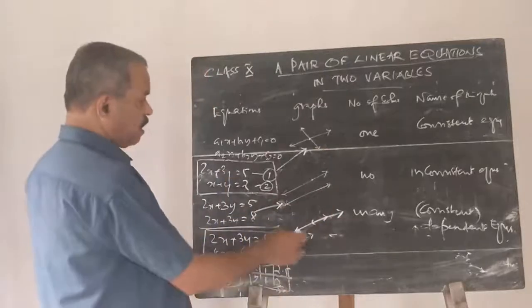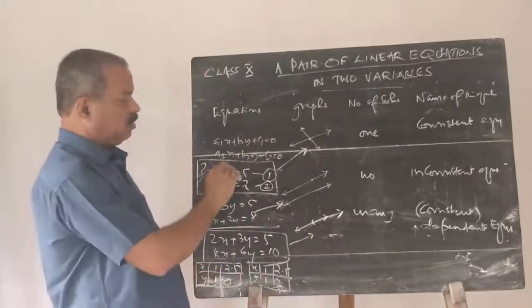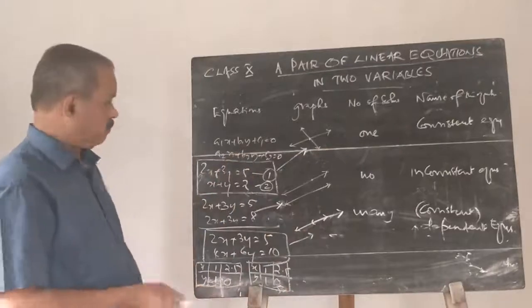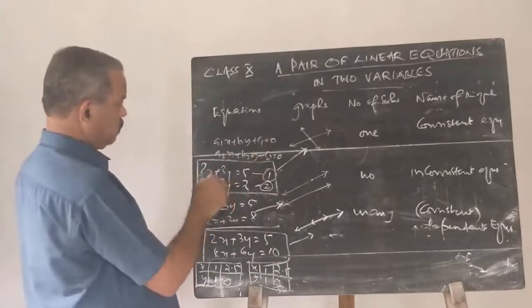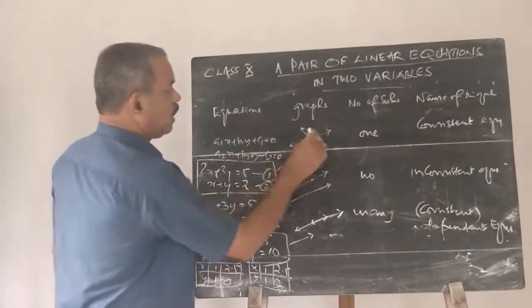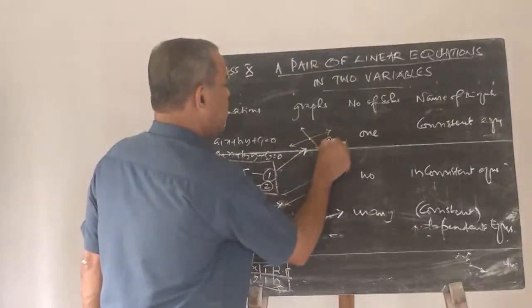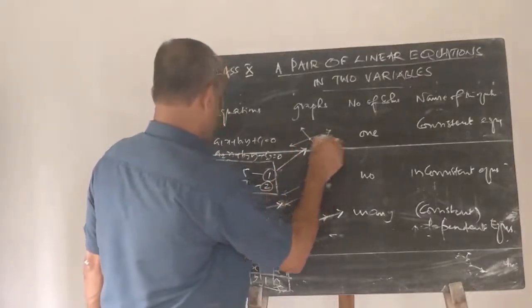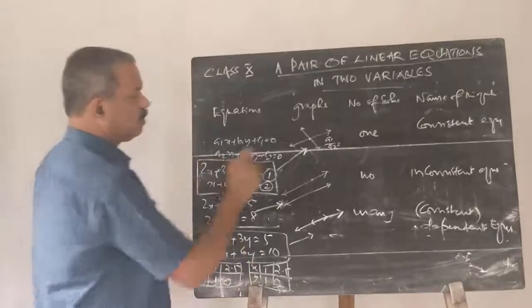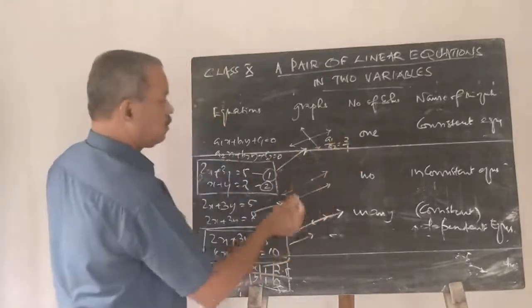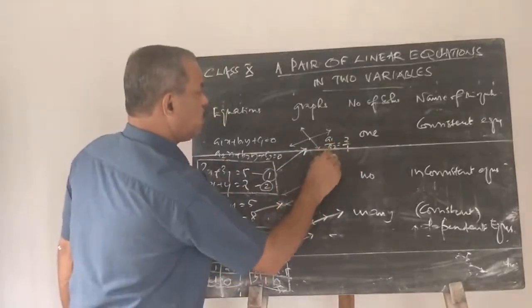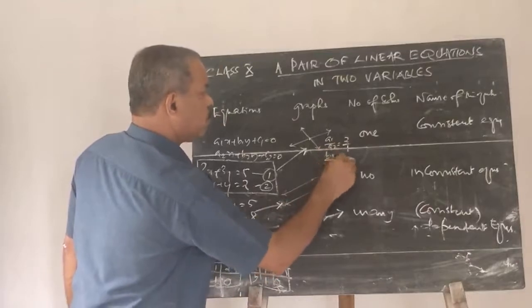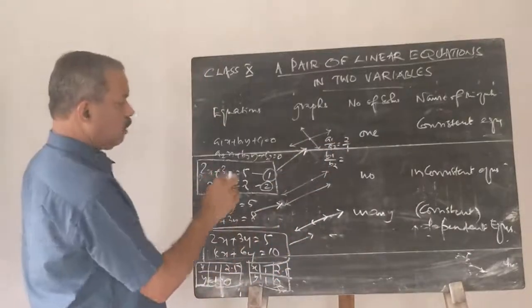Let us compare the coefficients of the equations in the first set. What are the coefficients? A1 by A2. Here in this case, A1 by A2 equal to 2 by 1. What is B1 by B2? B1 by B2 is 3 by 1.